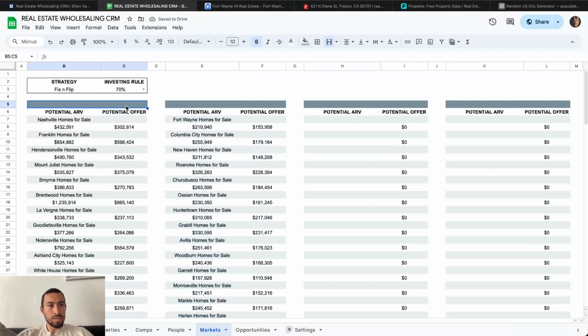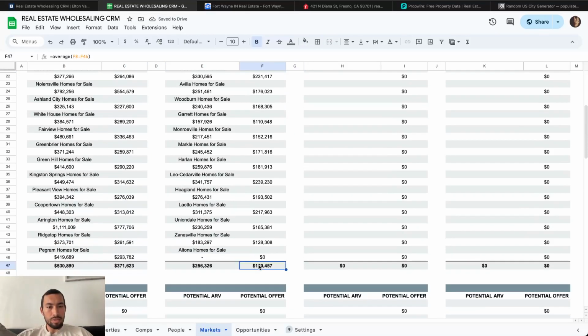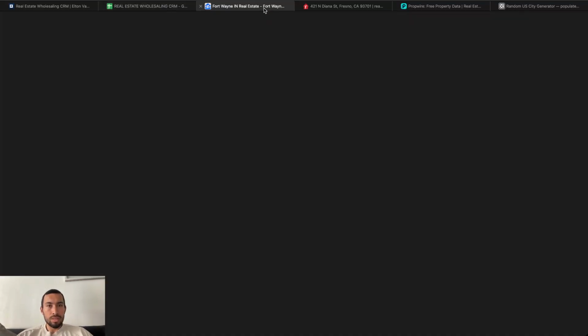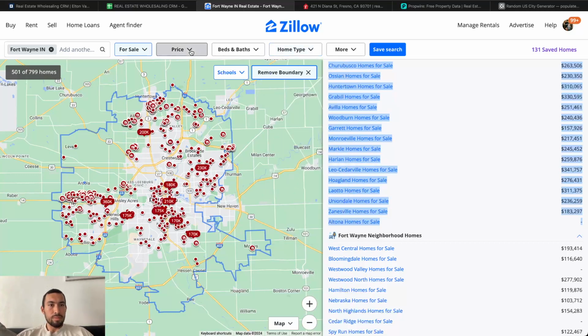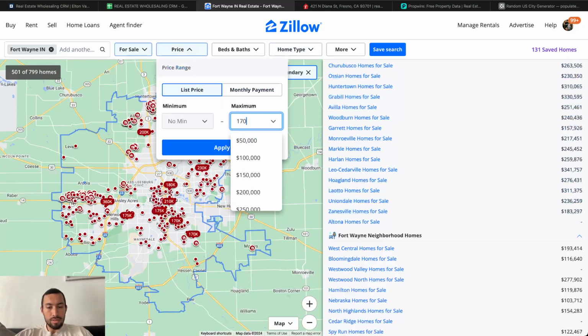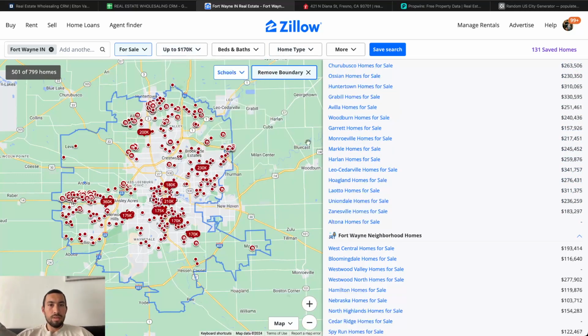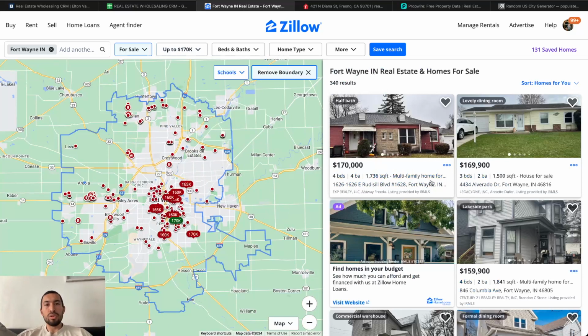So this one was Nashville, Tennessee, and this is Fort Wayne, Indiana. And now let me look, the average home is $170,000. So now let me go through my filters, home types. I have my ARV, cool. Let me select houses, apply that, and let me set a price point of $170,000. And bam, I have 340 results. So now I have 340 results that I can look through.